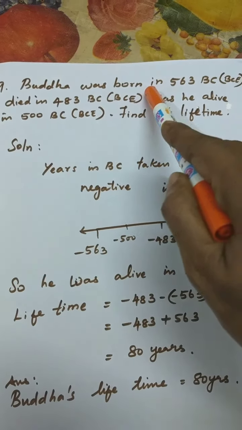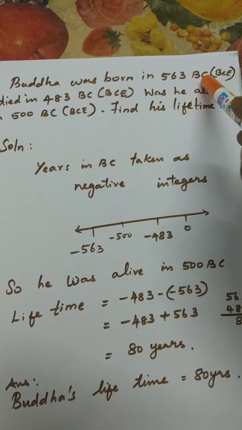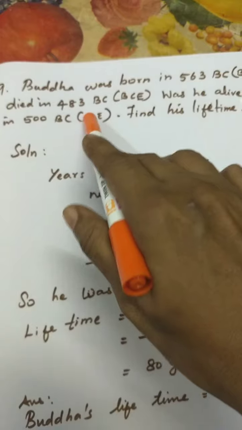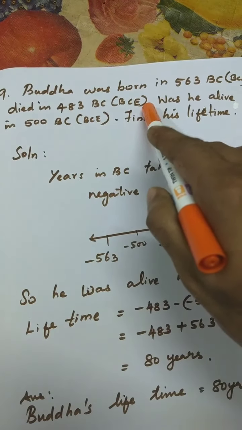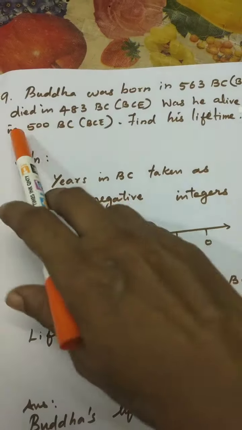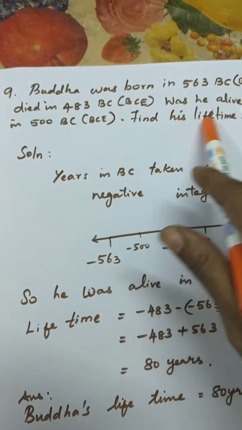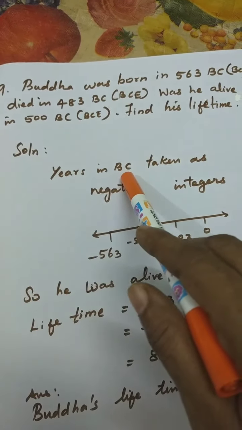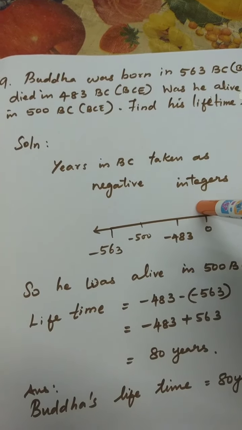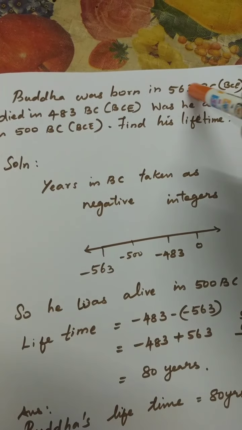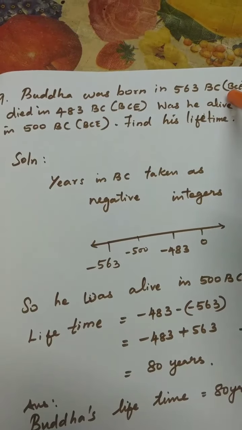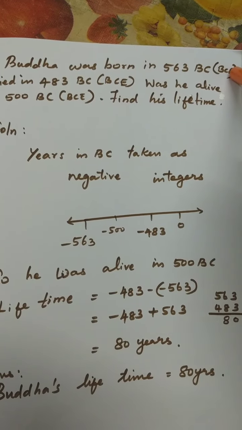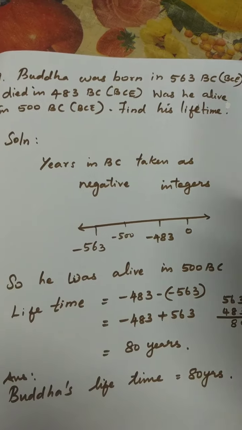Buddha was born in 563 BC, that is BCE, and died in 483 BC. Was he alive in 500 BC? Find his lifetime. Solution. Years in BC are taken as negative integers. BC means before Christ, and BCE means before common era.